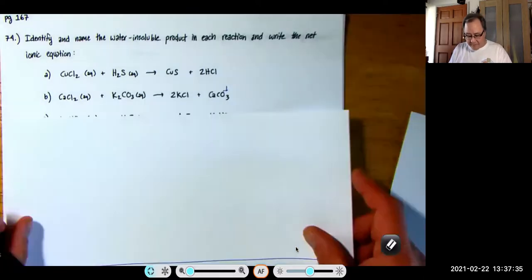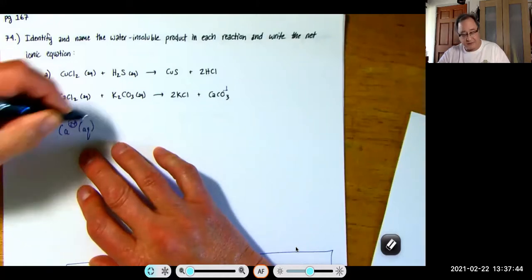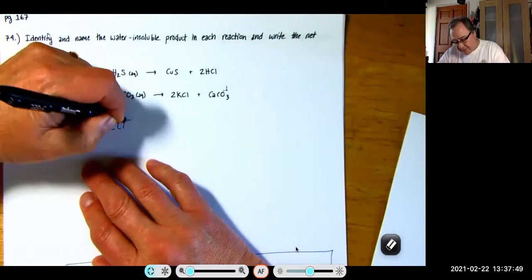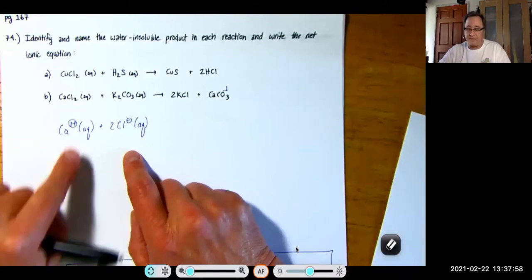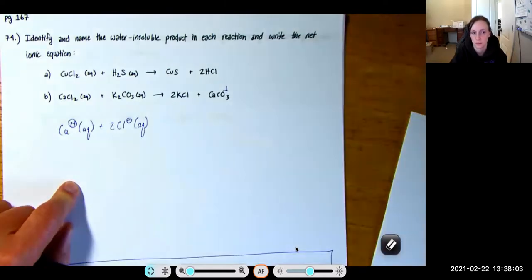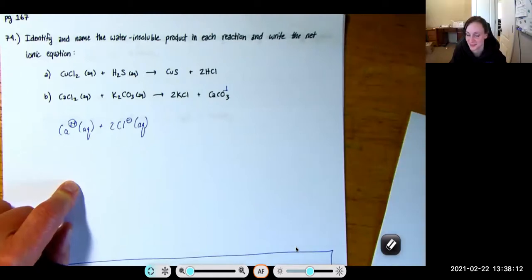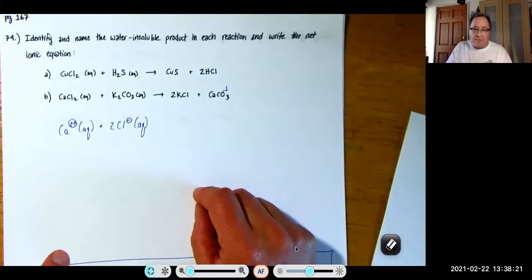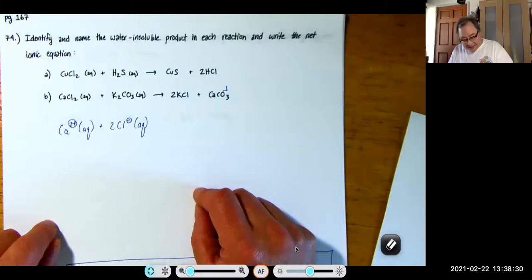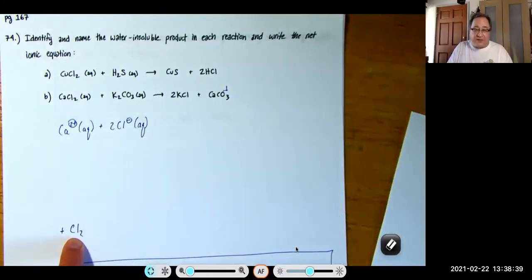Let's look at C. For C, I'm going to do the same thing. Calcium plus 2 ion, aqueous, and 2 chlorides that are aqueous. How do we know that these are ions and not elemental chlorine? The answer is simpler than you may think. The chlorine is right next to another atom, which means it's part of a compound, which means it's not a pure element by itself. It would have to be written like this to be elemental chlorine. The fact that there's no plus sign between those means it's part of a compound.